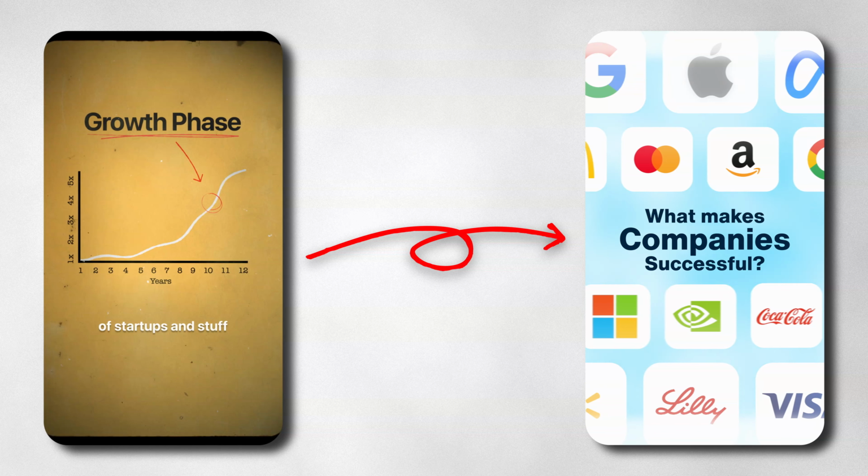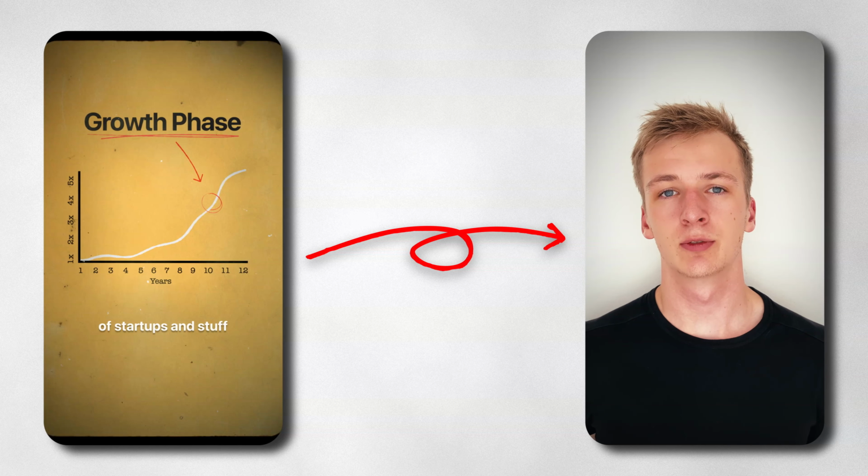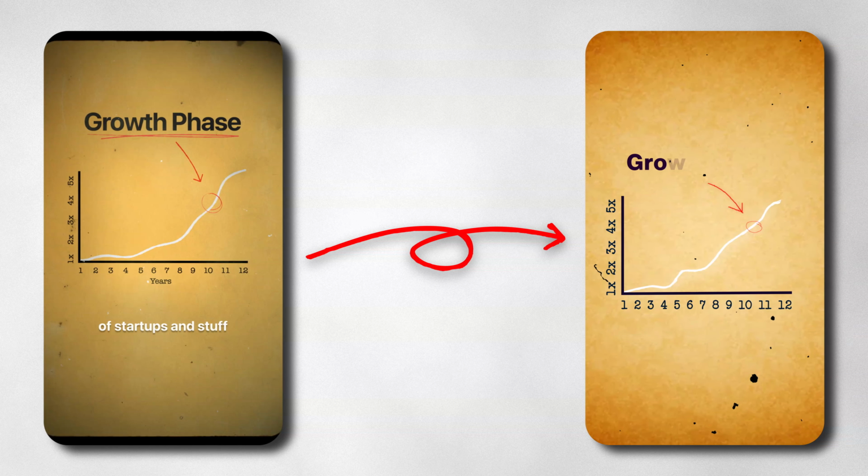What makes companies successful? The vast majority of the enterprise value of a company comes at least 10 years after the company has been started.